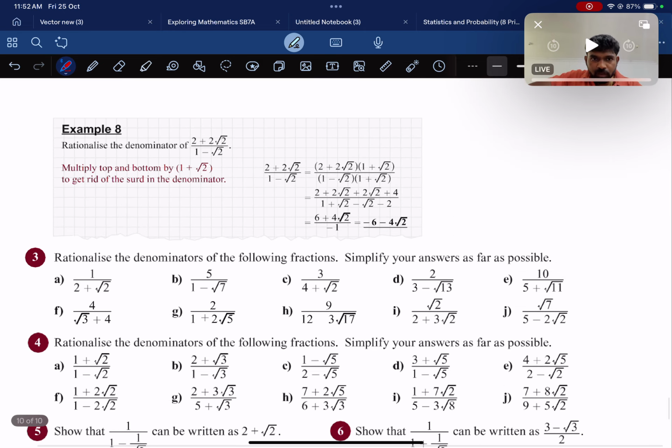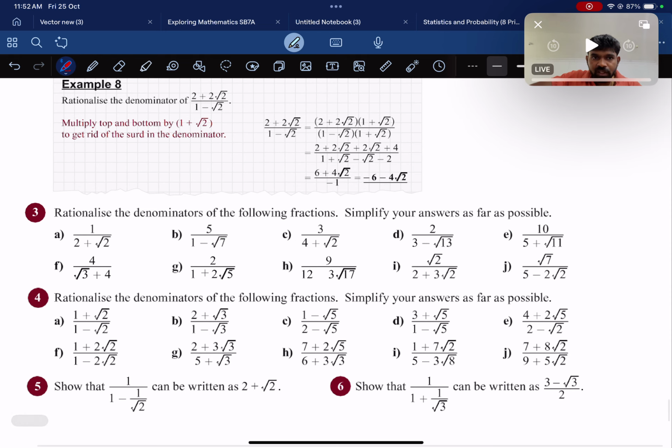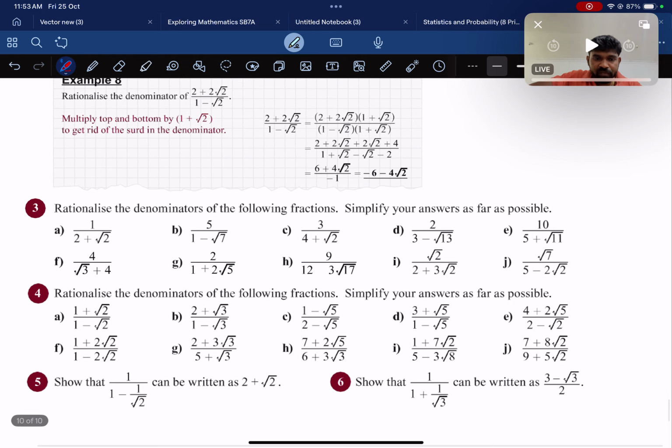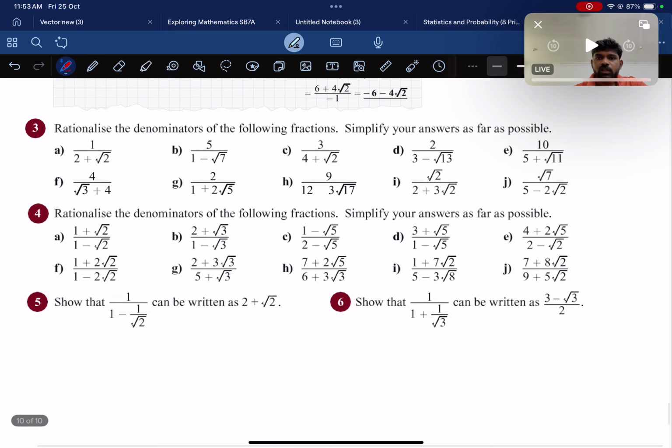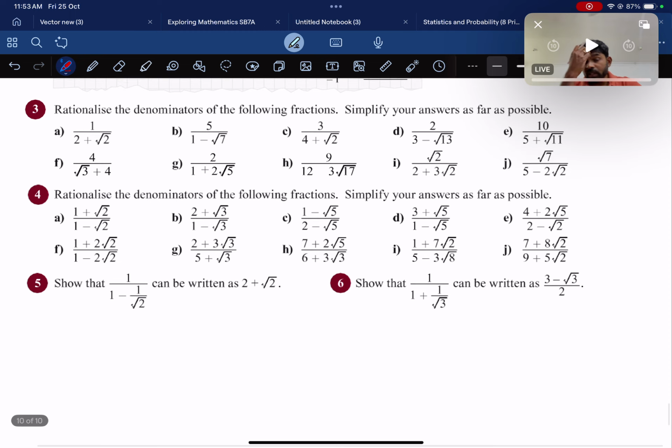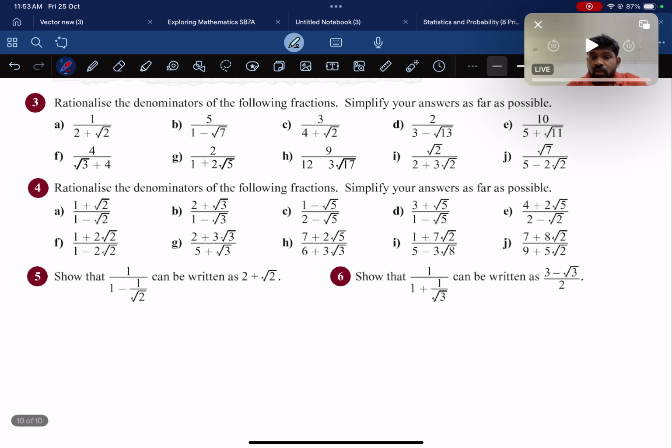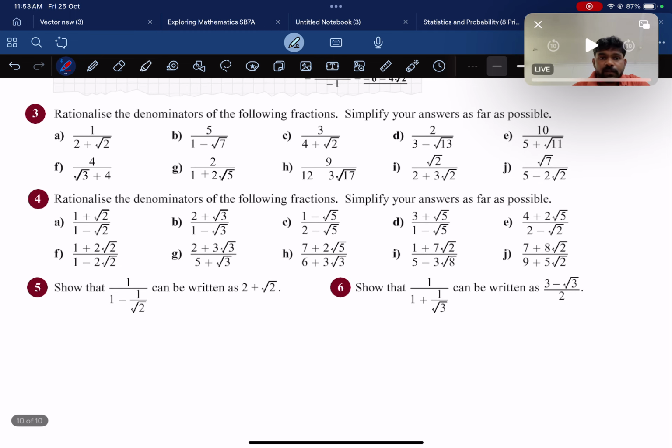With the last topic of surds: rationalizing the denominator when we have two different surds in addition, subtraction, or multiplication. Let's do this. This is the most important part, rationalizing the denominator, and we need to do this as well as possible. Okay, fine, let's discuss question number 3, part A.